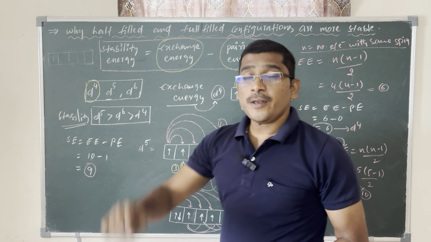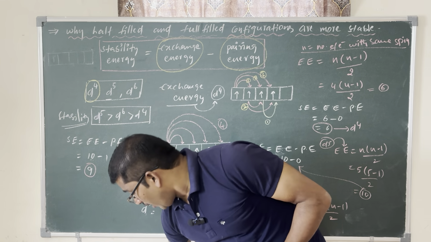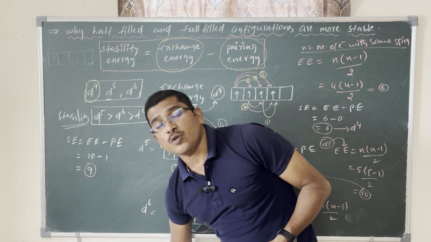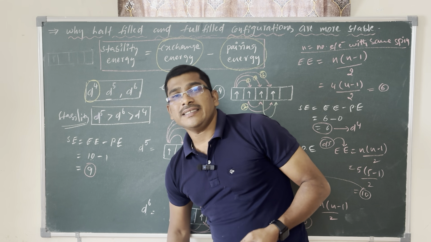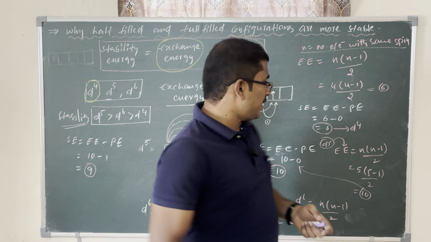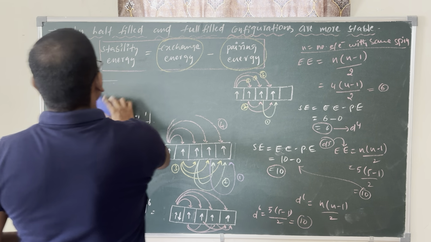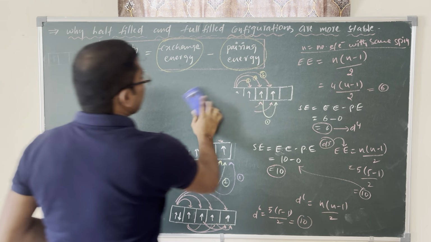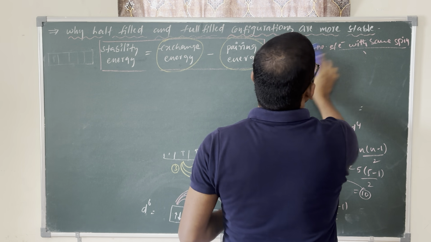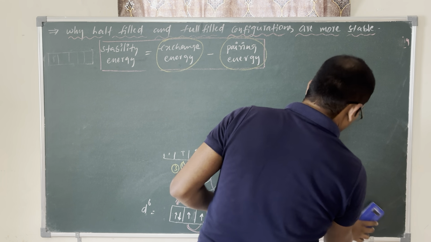Like that, copper is also there, you have to take copper. Why is copper more stable? D10 configuration is more stable compared to D9. I mean copper is more stable. Copper you have to take here, one minute I am taking here. D10 is more stable. What is the reason for that?